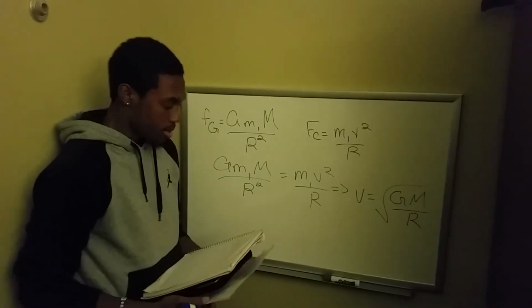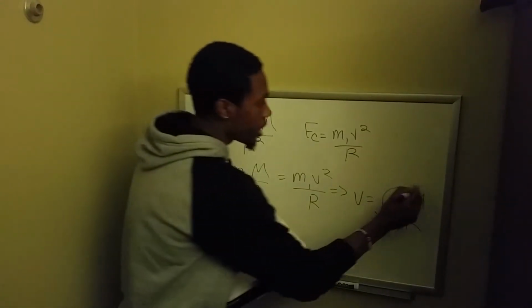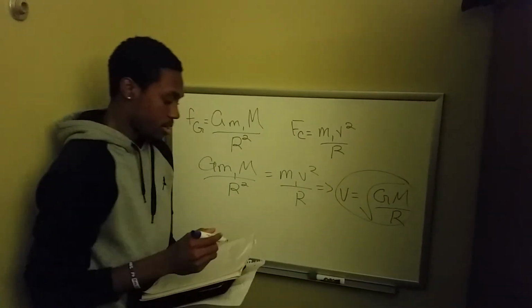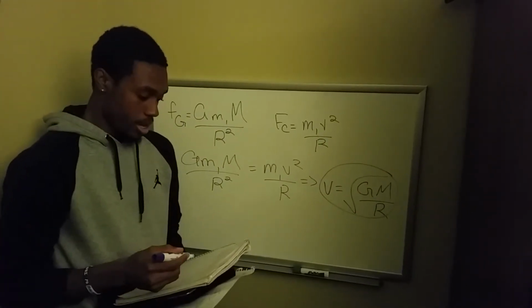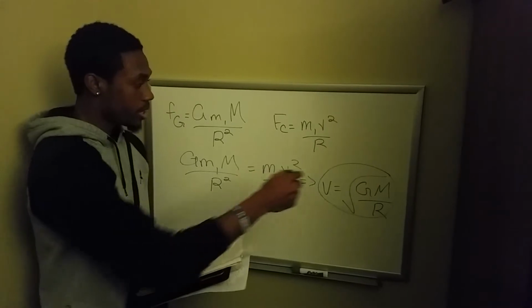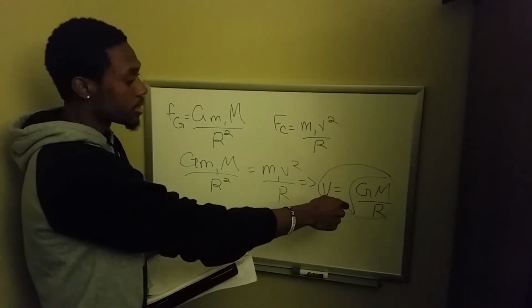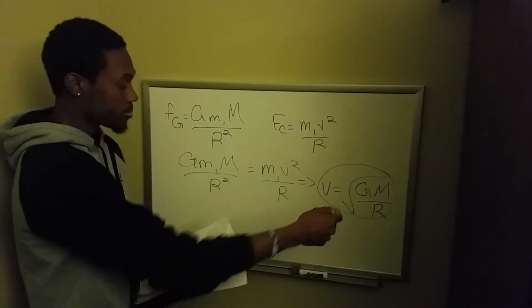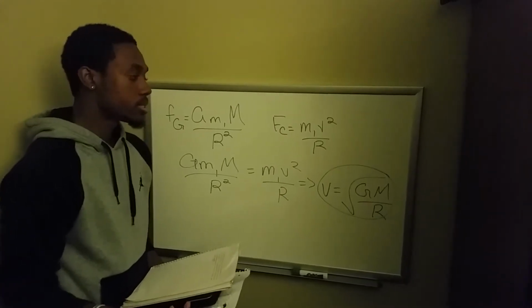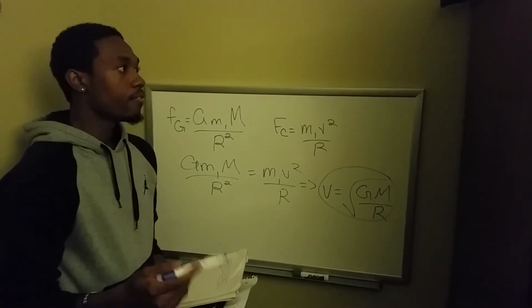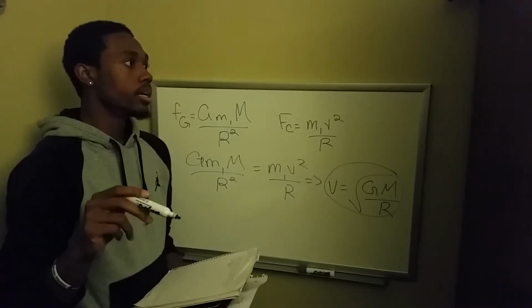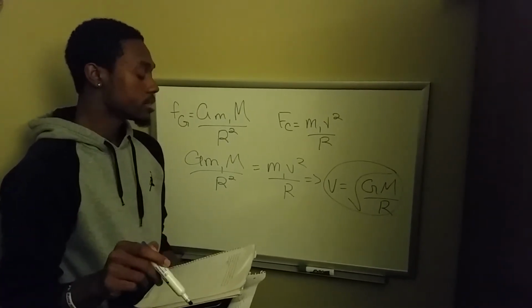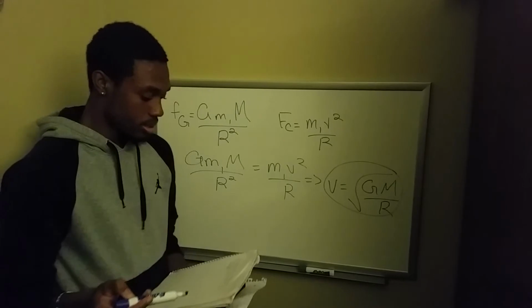Now, this equation right here contradicts Rubin's findings, in that the equation shows that the star's velocity is inversely proportional to the square root of its distance from the center of the galaxy. However, Rubin stated that no matter how far away the star got from the center of the galaxy, its velocity would not increase, or would not decrease.